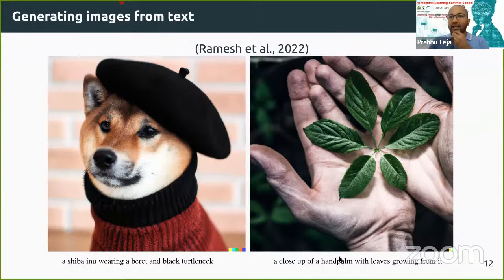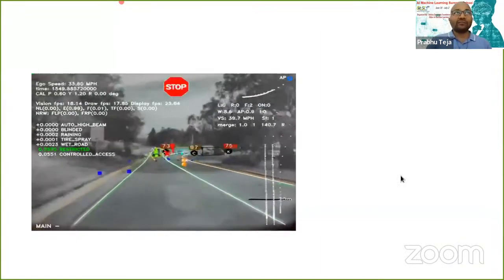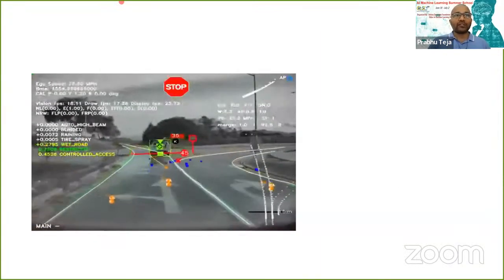Similarly, a close-up of a hand palm with leaves growing from it. You see that the network is able to put in fairly realistic details of what a hand should be, what leaves should be, and what growing from a palm even means. And this is a much more famous example, I would say.